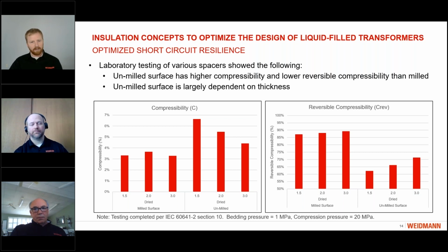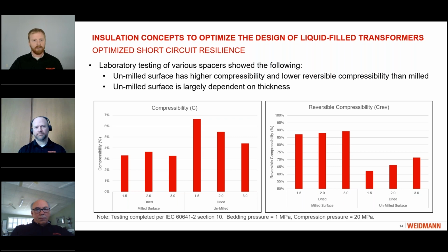Focusing first on the right-hand side with the screen pattern intact, the unmilled version, we can see a big impact based on the thickness of the spacer. 1.5 millimeter has significantly more compressibility, or compresses much more, than a 3 millimeter spacer. That is because the screen pattern on each spacer is approximately 1/4 of a millimeter, so the impact when you have a 1.5 millimeter spacer is much more than with a 3.